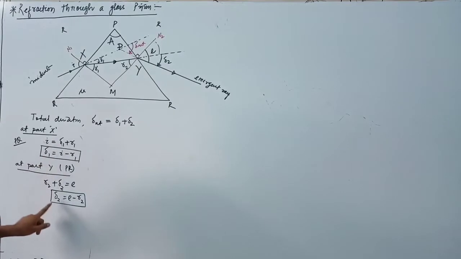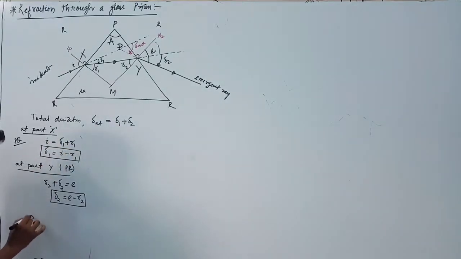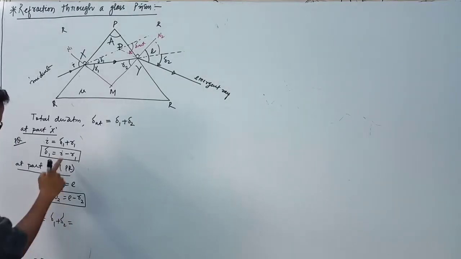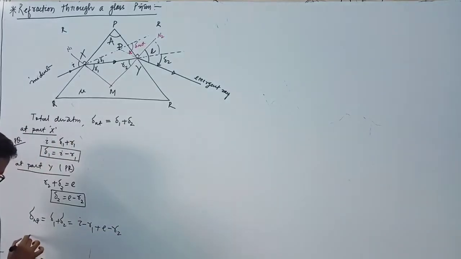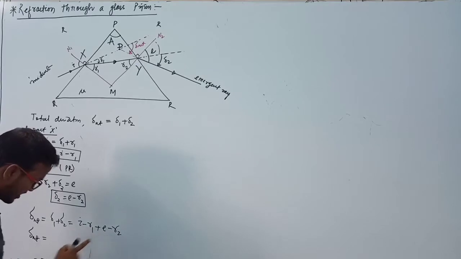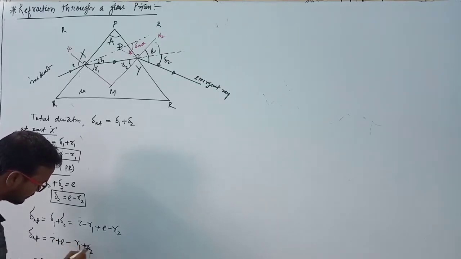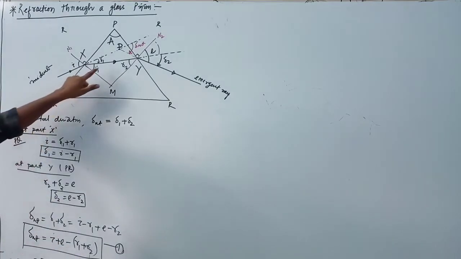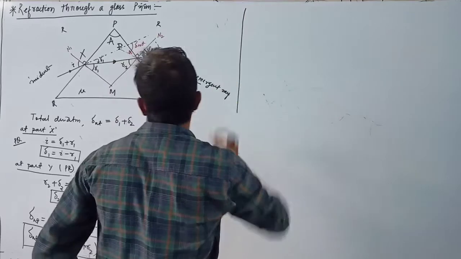Clear? So we get delta 1 and delta 2, but we have to find the total deviation delta net, which is equal to delta 1 plus delta 2. If we place the values, delta 1 is I minus R1 and delta 2 is E minus R2, so we can write delta net equal to I plus E minus the bracket R1 plus R2. This is an important relation between the incident ray, emergent ray, and angles of refraction. This angle of refraction is R1, and this angle is R2. Clear? Okay.